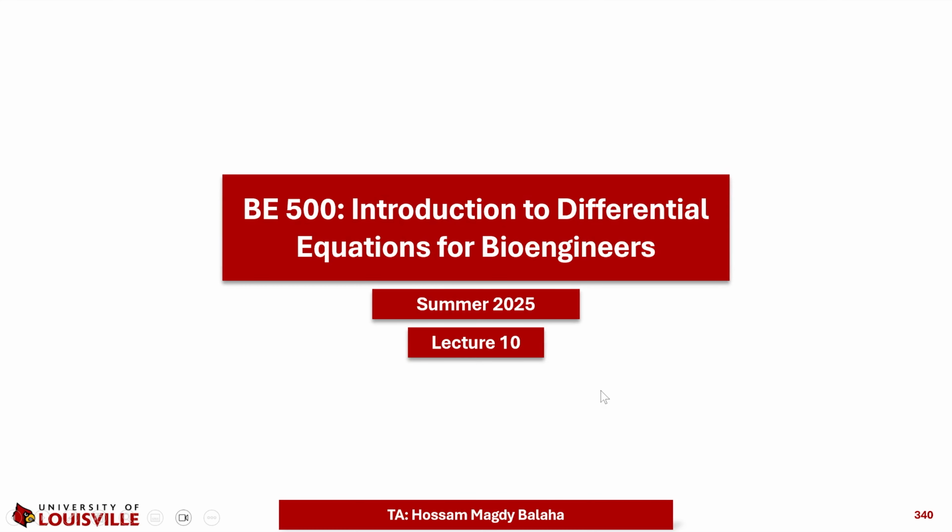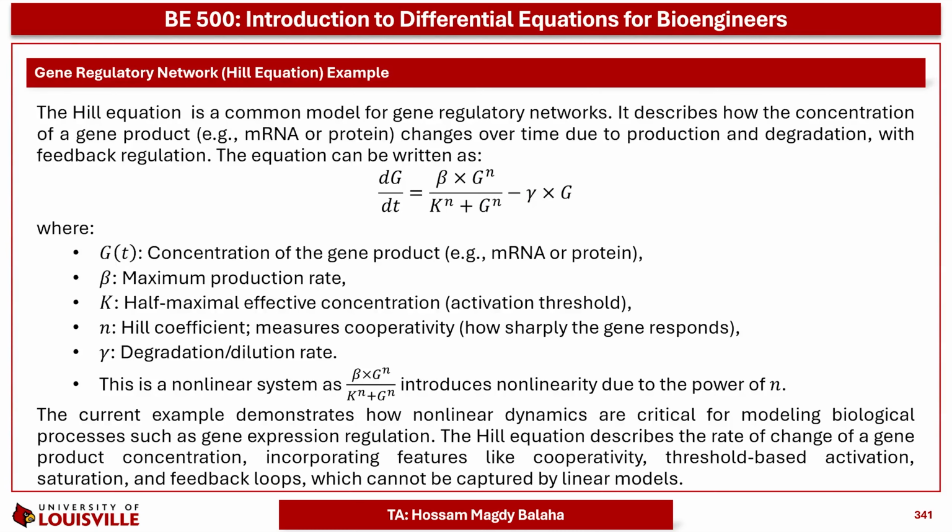Hello everyone. This is the last lecture of course PE 500, lecture 10. In this lecture, we need to solve two bioengineering examples and collect what we have learned throughout the previous lectures, such as the numerical methods, bifurcations, and the stability analysis.